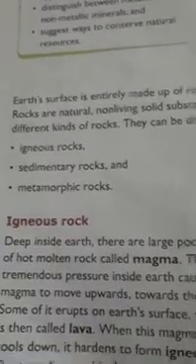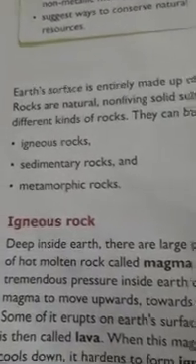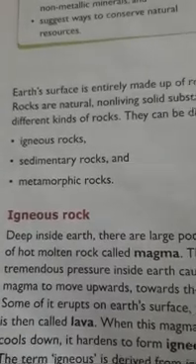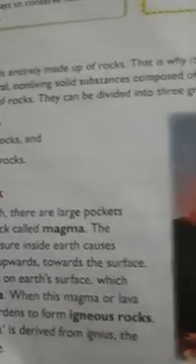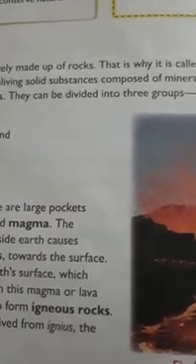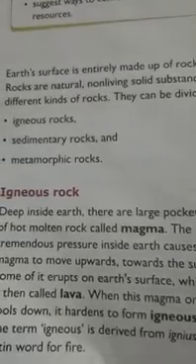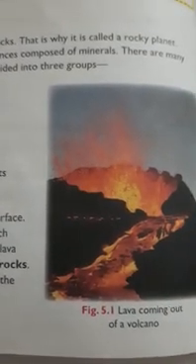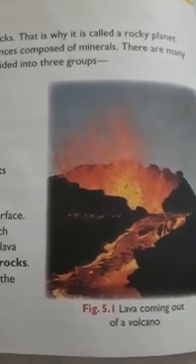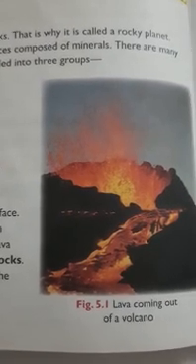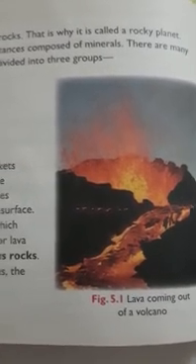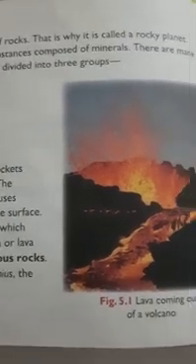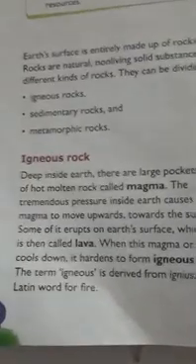This lesson is all about rocks and minerals. As you know, Earth's surface is entirely made up of rocks. That is why it is called a rocky planet. Among our 8 planets, Earth is called the rocky planet because at different places on our Earth, different mountain ranges, mountain chains, and different types of rocks are present. So that is why it is called the rocky planet.